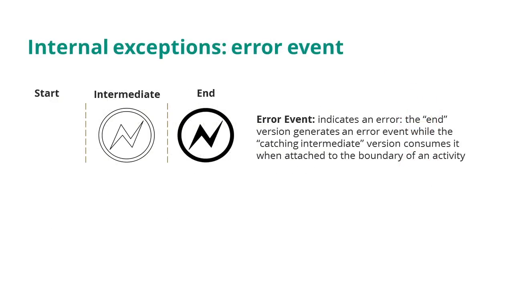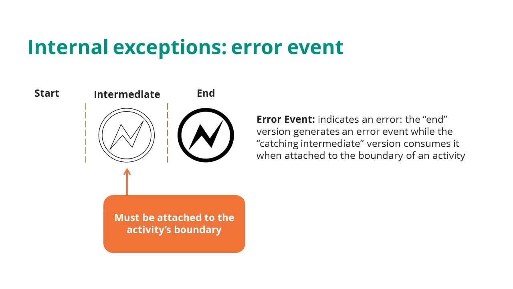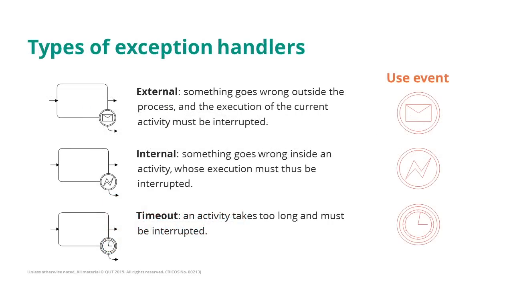And we have two subtypes of this event. One is the end error event, which is actually used to trigger the exception, and that has to be done from within the subprocess where the exception occurs, because this is an internal exception. And the intermediate catching error event, which can only be attached to the boundary of the activity that we want to stop.